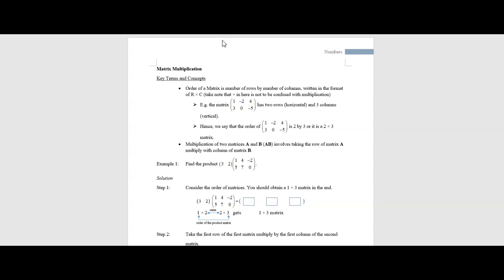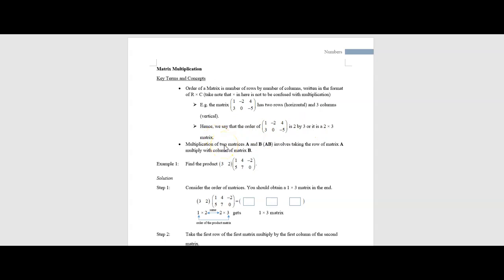For this I'm going to give you this example, which has 2 horizontal rows by 3 vertical columns. The way we write the order is row by column. So therefore I have 2 rows by 3 columns, and I call it a 2 by 3 matrix.